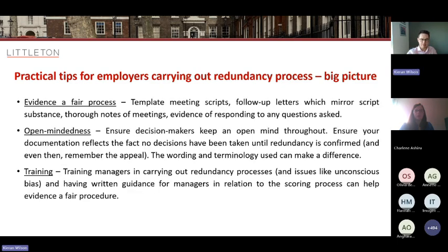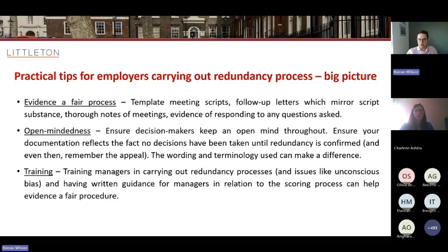Continuing with the practical tips in the final substantive slide, you want to be able to evidence a fair process. This is a really important one. The contemporaneous evidence is really important by the time you get to the tribunal, and you can get ahead of the curve and put yourself in a strong position by doing things like using template meeting scripts and ensuring the things that I've set out before are covered in those scripts. Follow up with letters reiterating what has been discussed in writing. Keep notes of the meetings that take place.